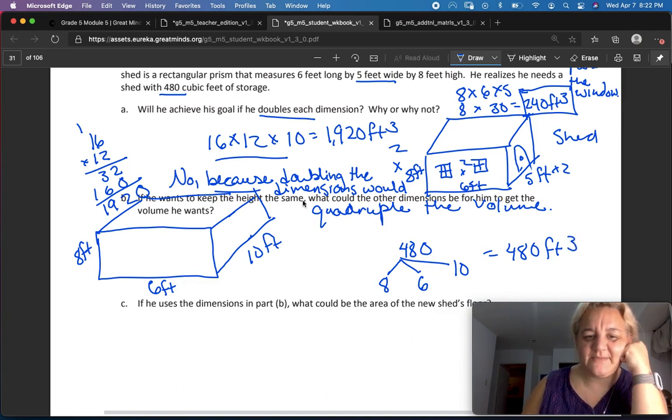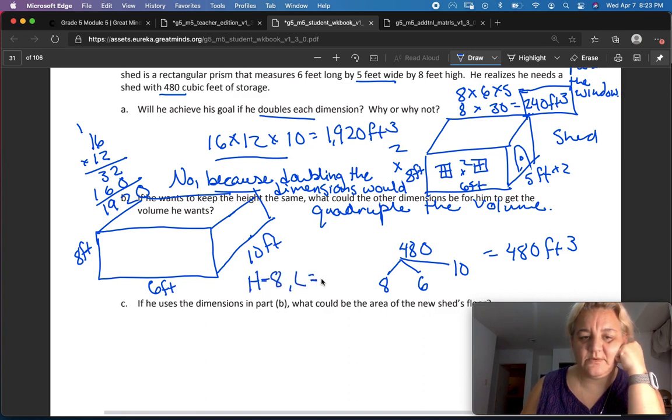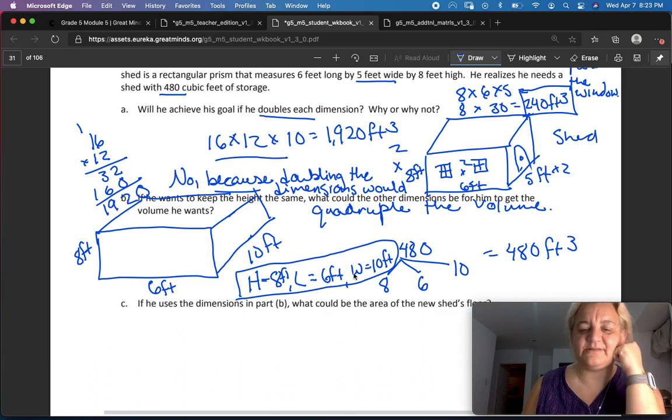If he wants to keep the same height, what could the other dimensions be for him to get the volume he wants? Okay, so height would be 8. Length would equal 6 feet. And width would equal 10 feet. All right, that's actually our answer. You don't have to have that answer. There are other answers. There's more ways to break this apart.